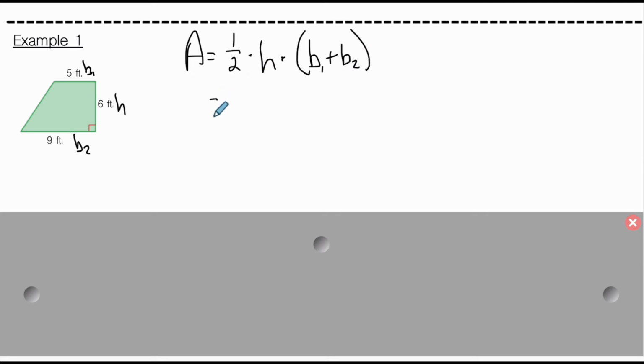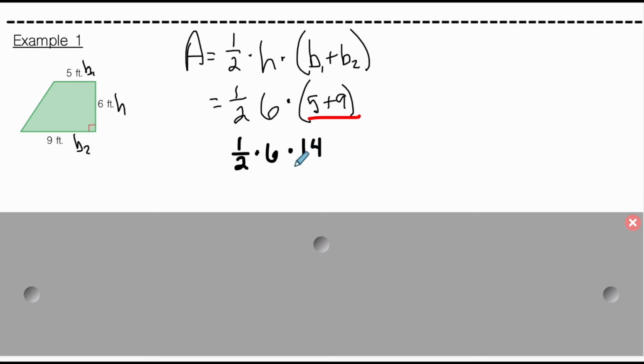So let's just fill in what we know. We know the height is 6. We know the bases are 5 and 9. And now we're just going to do a little math. First, in my order of operations, I'm going to add 9 plus 5. So that's going to leave me with 1/2 times 6 times 14.